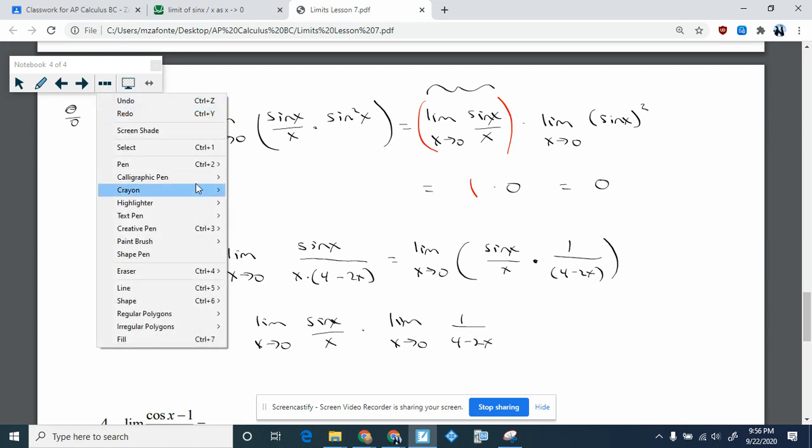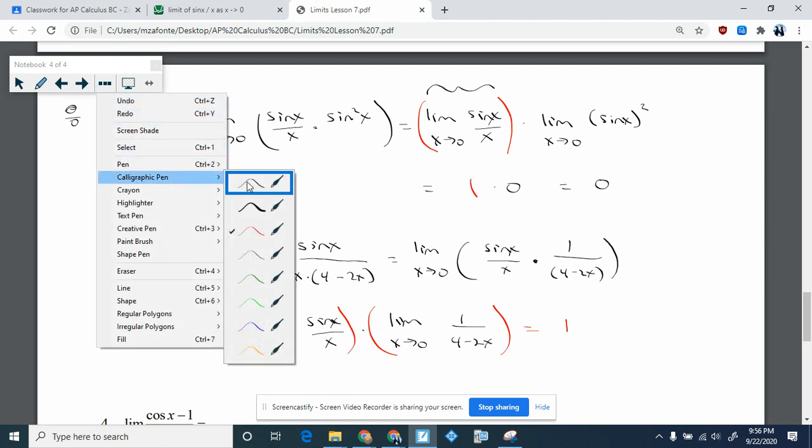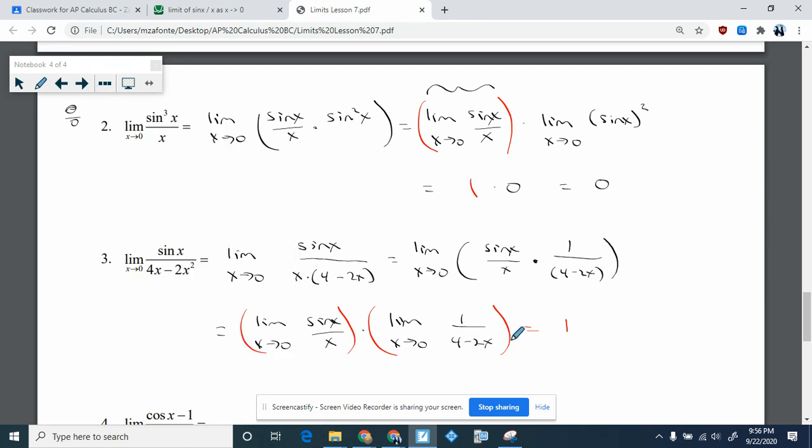And so now what is the story here? Well, this is 1, that's why we did that before. This you can directly substitute. So if I directly substitute here, 4 minus 2 times 0, that's just going to be 4 minus 0, that's going to be 4. I'm going to get times a fourth. My answer here is going to be 1/4. But again, the whole idea is to simplify so that you can pull out that known limit.